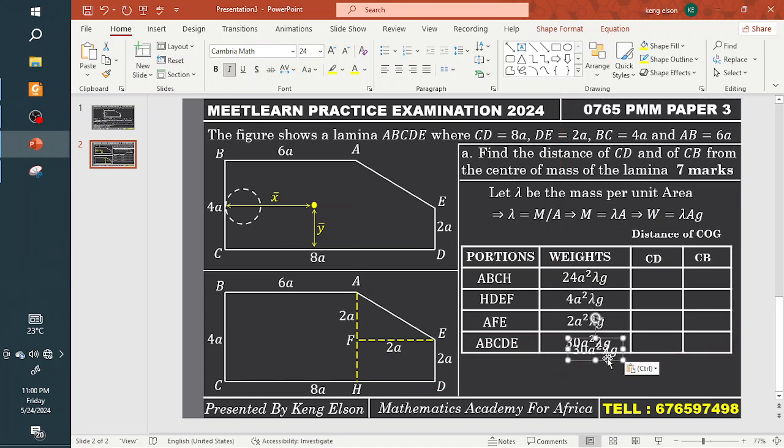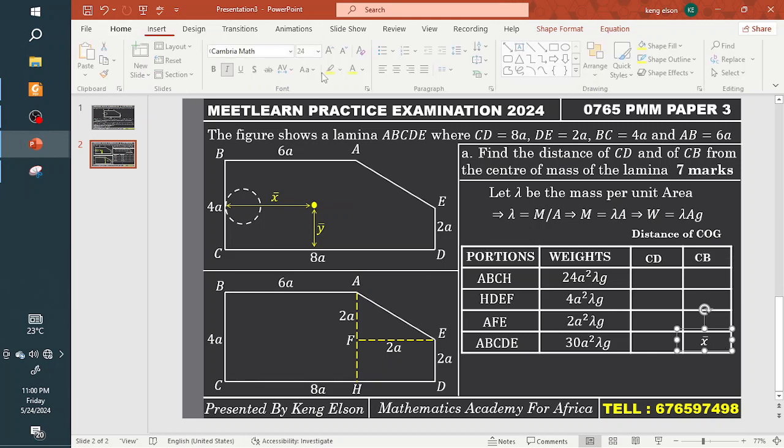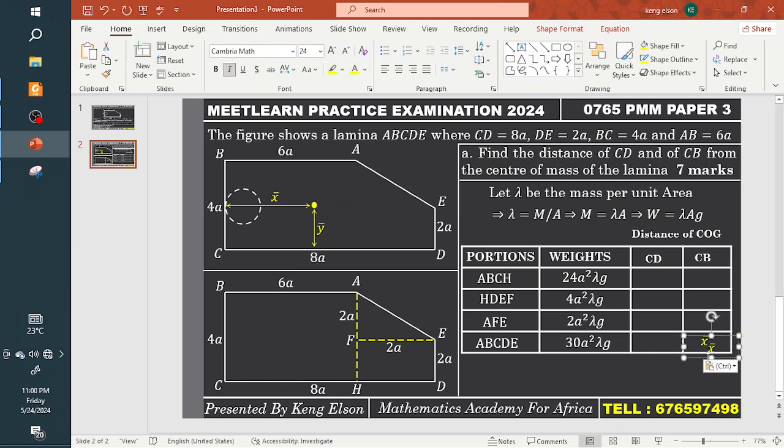Now the distance of the center of mass of the whole lamina from those lines: we have x bar, which is from CB, so I place the x bar here. I'll try to put it in this coloration. Copy and paste, then y bar, and place. Now let's go to the other ones.